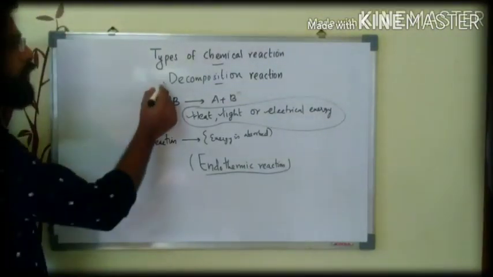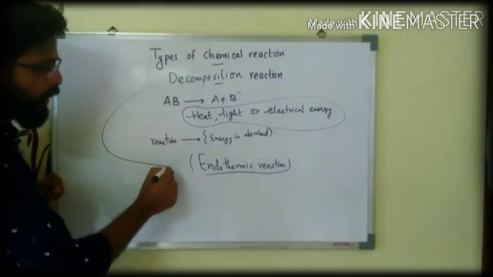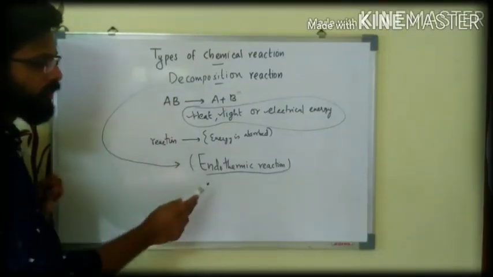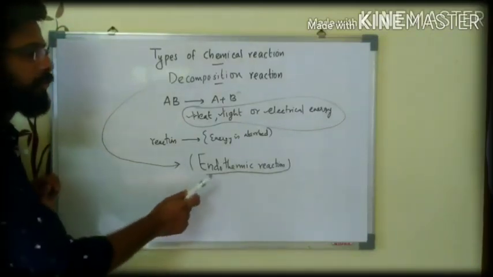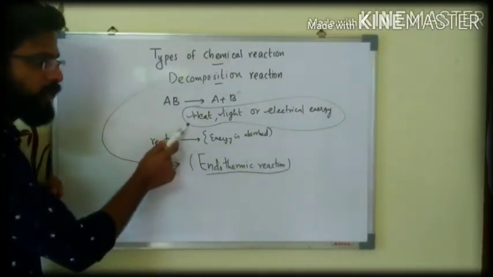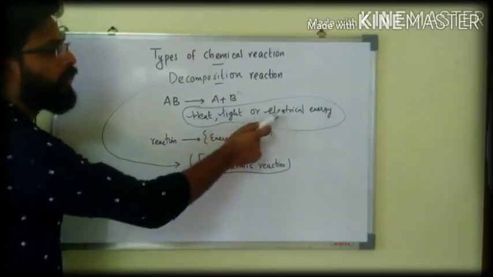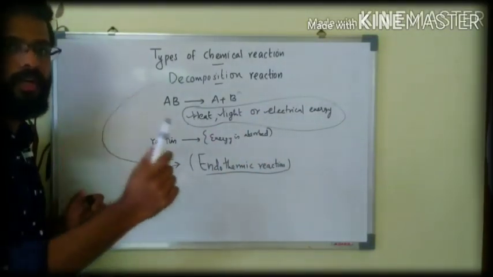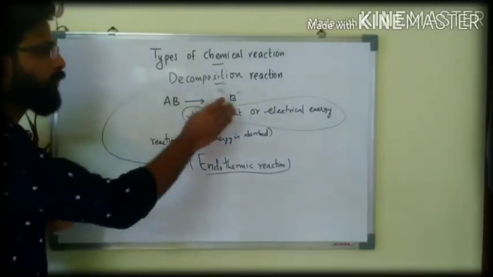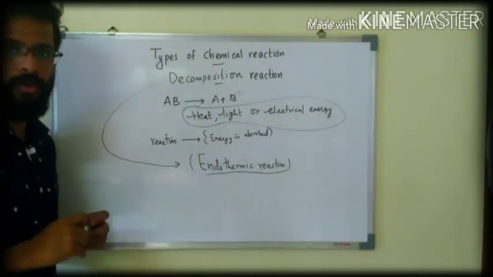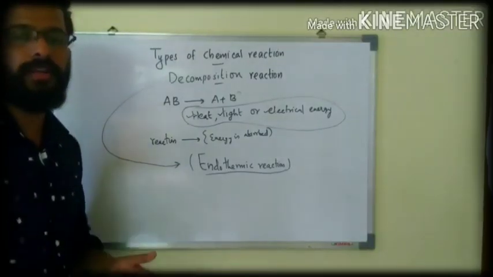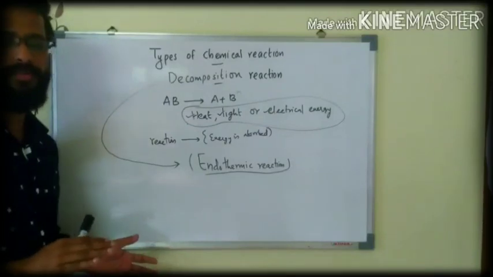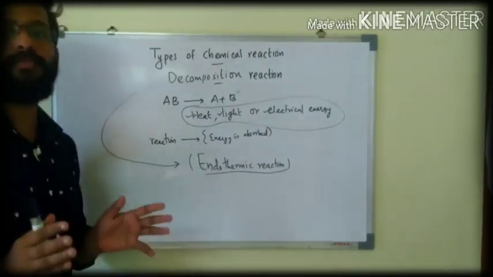So normally a decomposition reaction takes place by absorbing some energy. So a decomposition reaction can also be known as a type of endothermic reaction. Why? Because they absorb heat, light or electricity to convert the reactant into the product. That's what we have on the decomposition reaction. We have discussed the combination reaction, and the second one, the decomposition reaction. Next we are going to discuss displacement reaction.